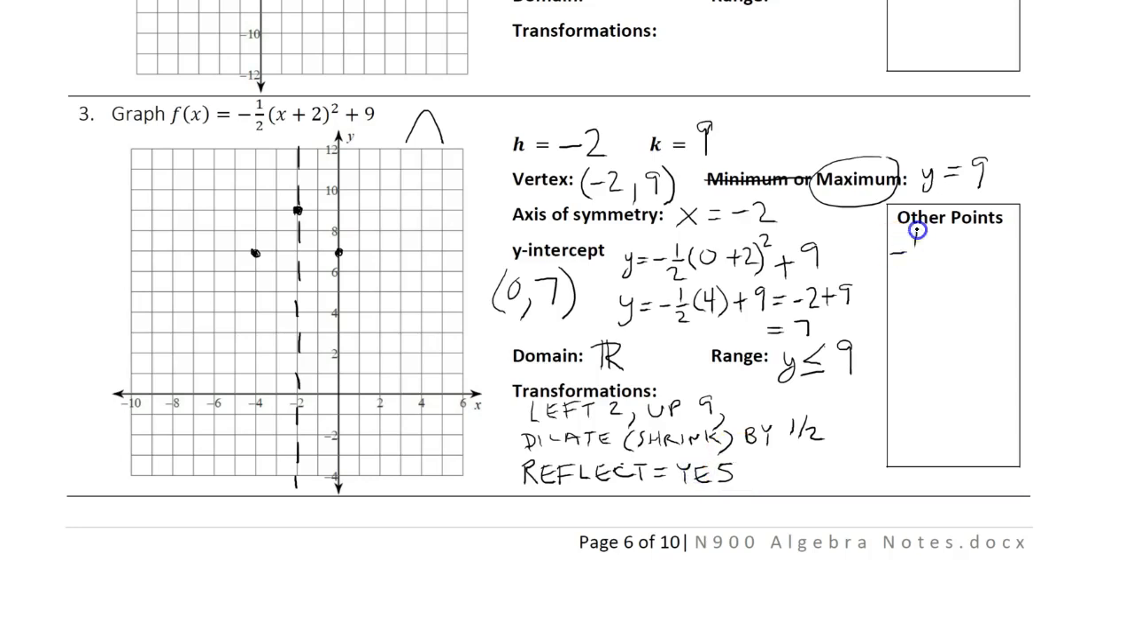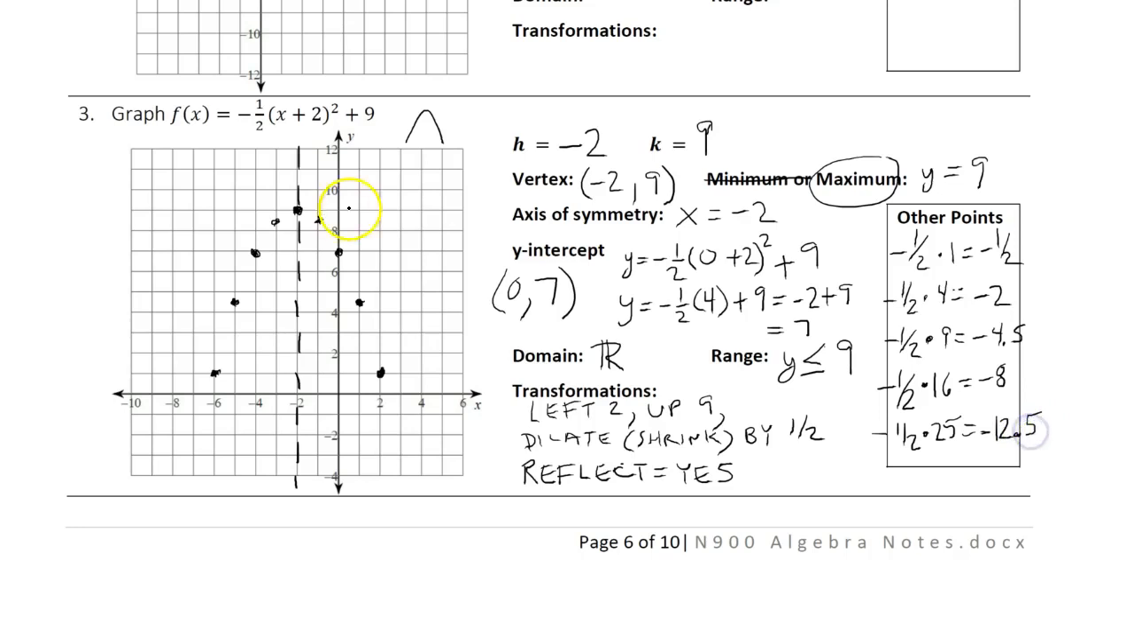To find the other points, use our pattern. -1/2 times 1 is -1/2, over 1 and down 1/2. -1/2 times 4 is -2, over 2 and down 2. -1/2 times 9 is -4.5, over 3 and down 4.5. -1/2 times 16 is -8, over 4 and down 8. -1/2 times 25 is -12.5, over 5 and down 12.5. Draw a smooth curve.